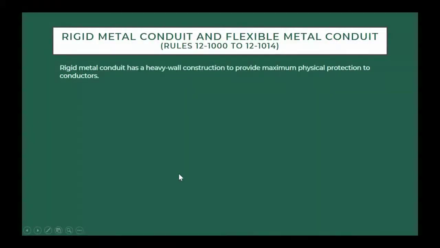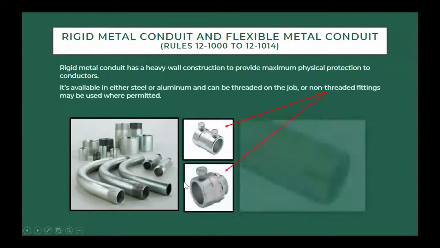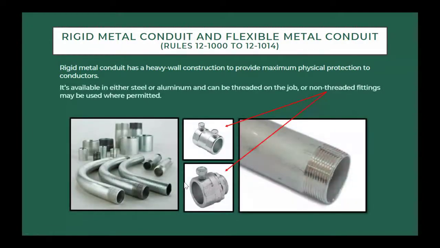Okay, so rigid metal conduit and flexible metal conduit. Rigid metal conduit is the one that has the heaviest degree of protection for the conductors. And it comes in either steel and aluminum, and this needs to be threaded. In some cases, I heard that they make these non-threaded couplings. I've never seen them. I don't know if you've ever seen any non-threaded rigid couplings and connectors. I've always had to thread, you know, when I was working.